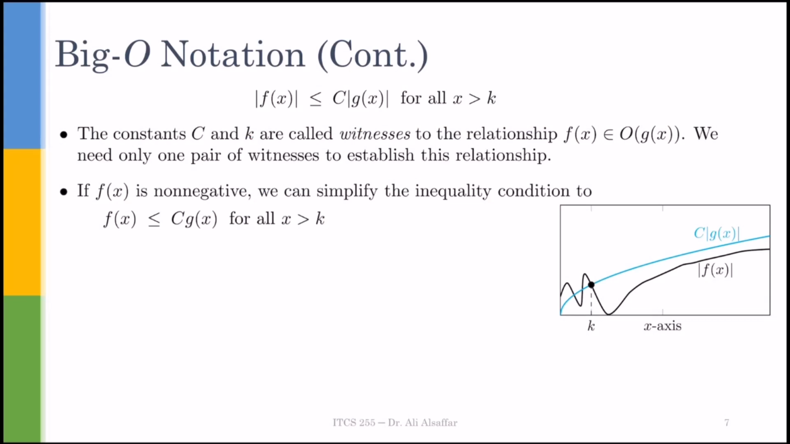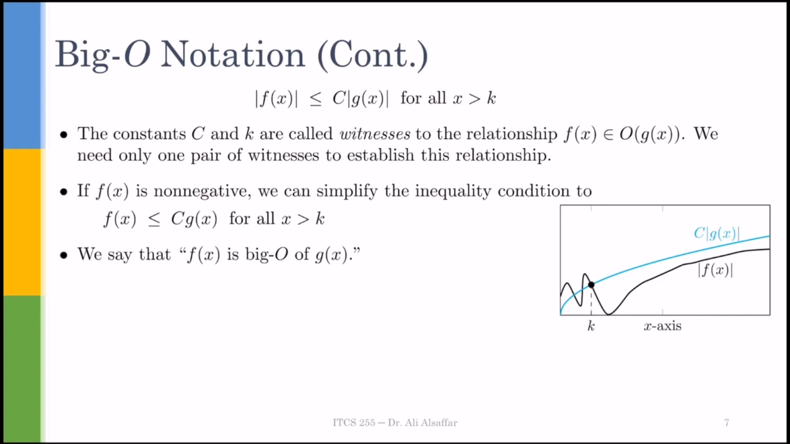Most of the functions we are going to deal with are positive functions, especially functions for the analysis of algorithms, which represent the running time of an algorithm, and we know that the running time is always positive. So for simplicity, we will simplify the inequality by ignoring the absolute value, and the inequality condition can be simplified as f of x less than or equal to c multiplied by g of x for all x greater than k.